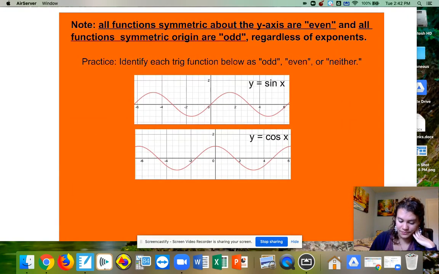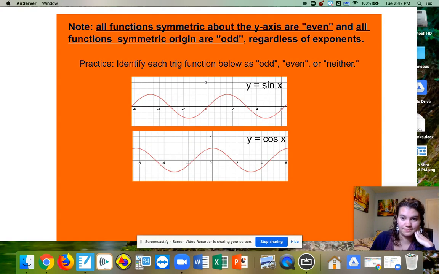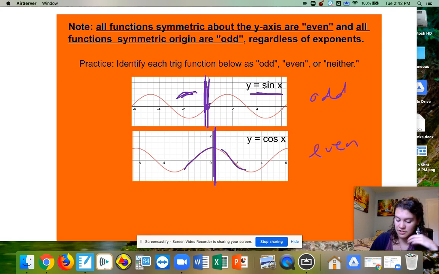For example, your sine and cosine. So we want to decide: is sine odd, even, or neither? If we're looking at this, it's obviously not a flip across the y-axis because then we'd have a hump up here. But it is the same about the origin. So this is an odd function. Here, if we draw our y-axis, we're flipping over that, and we have an even function for cosine. So even though there are no exponents, you can have an odd and even function.